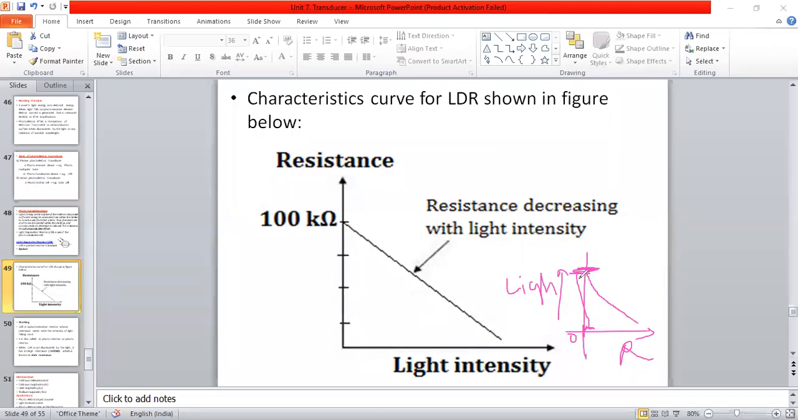As the light intensity decreases, the resistance is increasing here now. This is the resistance value we'll get here now. When the light intensity comes to 0, then resistance will be maximum. Why I am telling this reverse method is because the application of this one is very important here now.